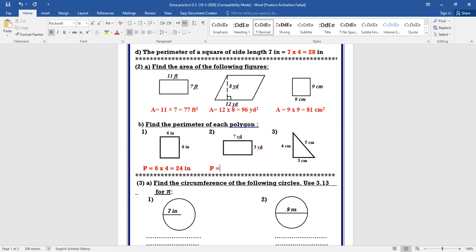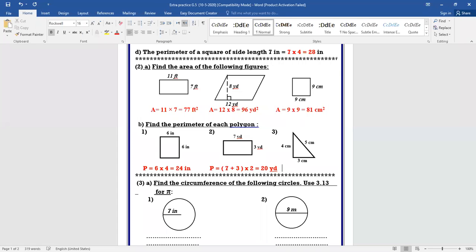Next one. Perimeter of rectangle. Length plus width multiply by 2. Very good. Length 7 plus width 3, multiply by 2. 7 plus 3 equals 10. 10 multiplied by 2 equals 20 yards.